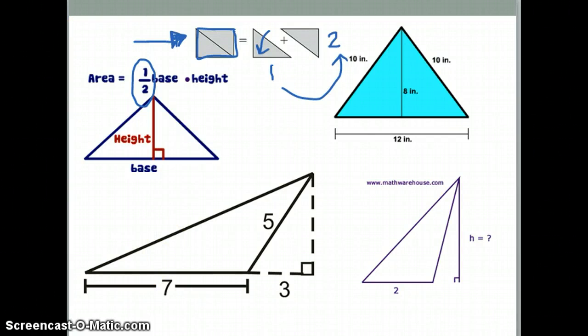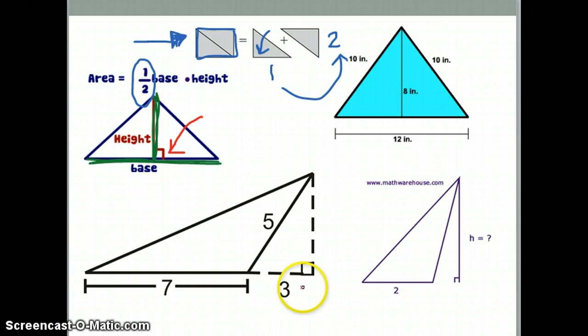So the base and the height have very specific places in a triangle. Your base is always the piece that's going to be on the bottom, the horizontal piece, and your height will always be your vertical piece here. The important part is that they form a right angle. If they do not form a right angle, we technically can't multiply those two dimensions, that height and the base. They need to form a right angle.